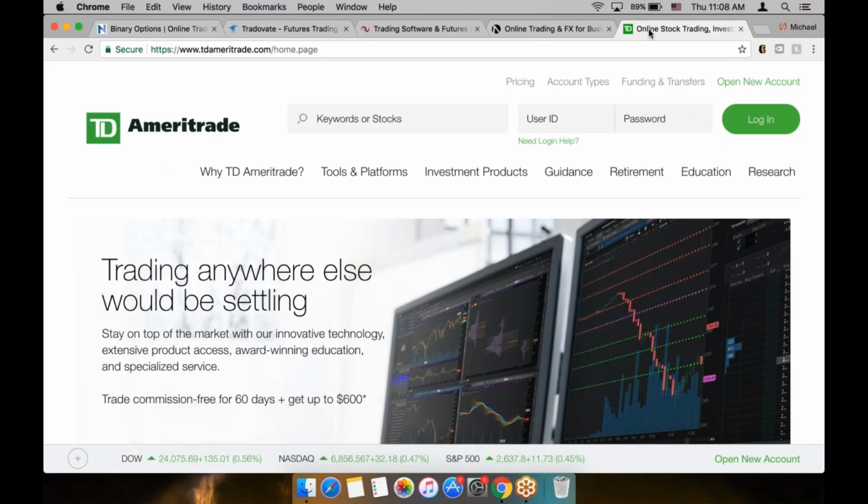With options, it's a 1 day turnaround. So it's a T1 settlement, so you can make the trade, and then the next trading day it'll be available to you. It doesn't work that well with intraday stuff.